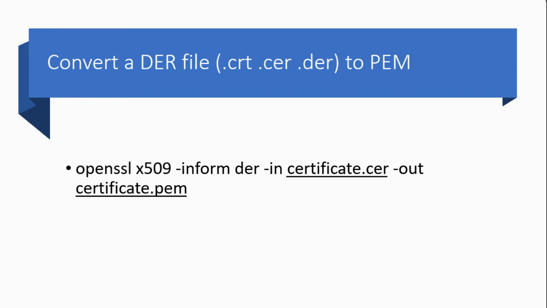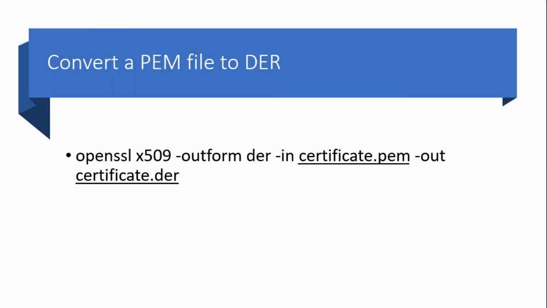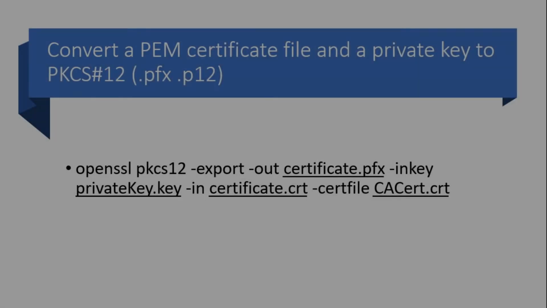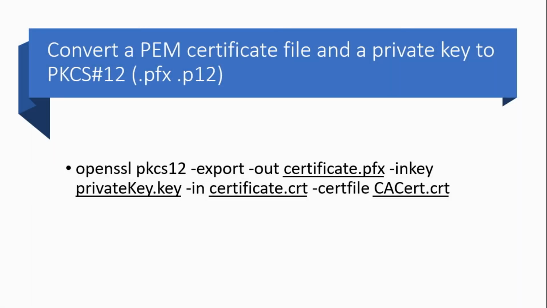This is the command to convert a DER file, usually .crt, .cer or .der type, to a PEM format. The next command is for converting a PEM file to a DER file. Then this is the command to convert a PEM file and a private key to a PKCS file, or a .pfx file or .p12 file.